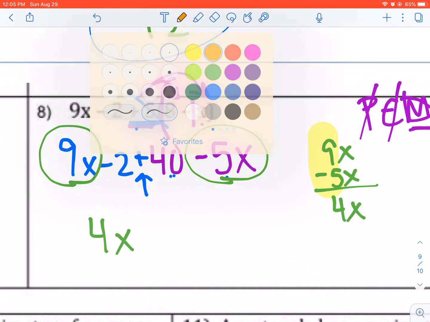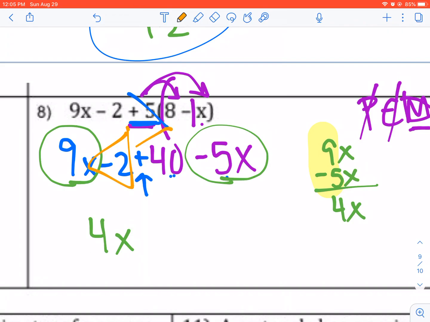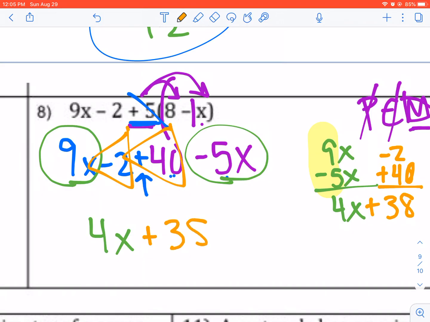We're going to go through and we're going to combine our plain numbers, those constants. We have negative 2 plus 40, and you can add in a different order if you want. So you can say 40 minus 2 so that you can see that easier maybe. That's a 38, and it is positive 38. Don't forget to put that plus sign separating the 4 and the x from our constants. Final answer, 4x plus 38.